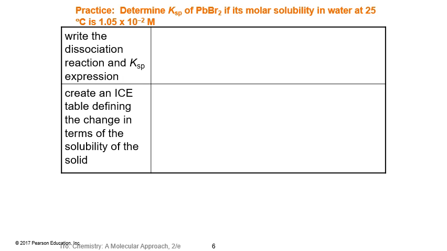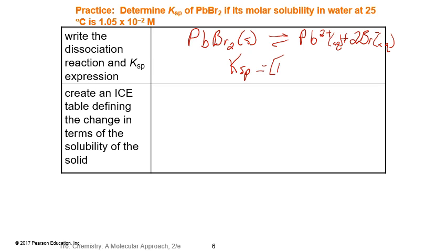All right, here's a practice problem for you to try. Pause the video, see if you can come up with the answer for this problem. We're looking at lead bromide. Our dissociation reaction is going to be similar to our example. We've got 1 lead ion and 2 bromide ions. Again, I am terrible at putting states on things. They should be aqueous for each. Our KSP is going to be the lead ion times the bromide ion squared.